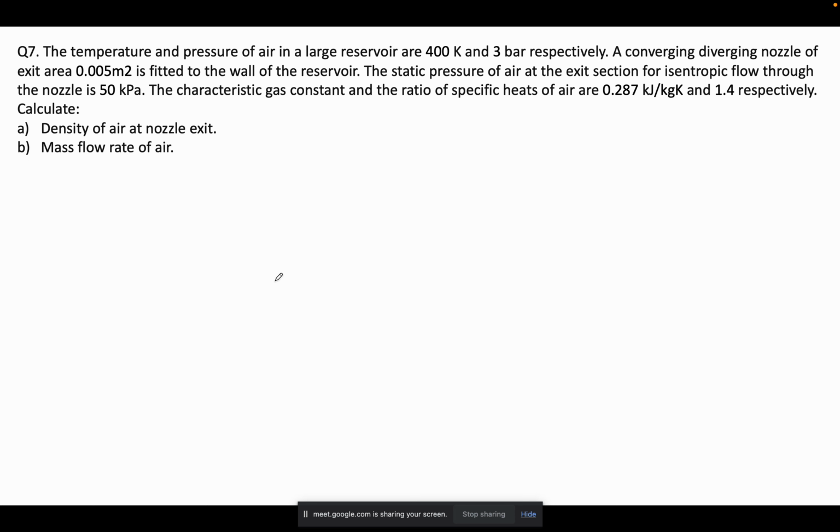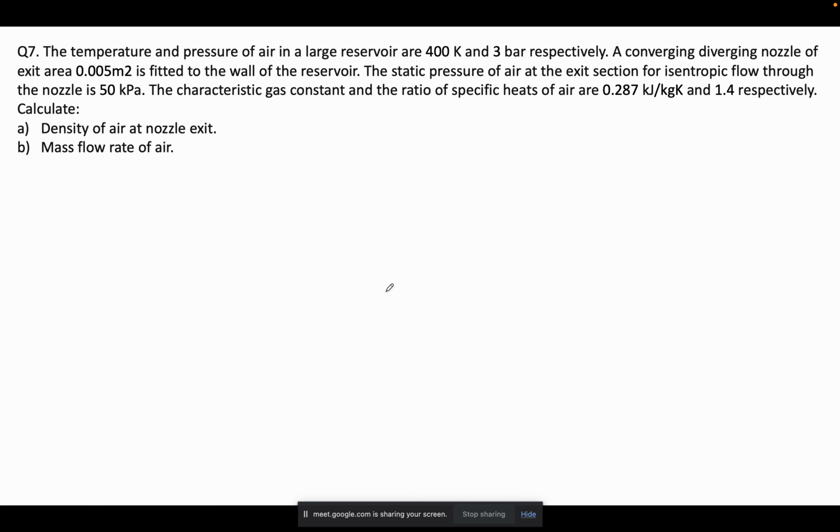Fine. Next, the temperature and pressure of air in a large reservoir are 400 Kelvin and 3 bar respectively. A converging diverging nozzle with an exit area of 0.005 meter square is fitted to the wall of the reservoir. The static pressure of air at the exit section for isentropic flow through the nozzle is 50 kilopascal. The characteristic gas constant and the ratio of the specific heats are given. Determine the density of the air at the nozzle exit and the mass flow rate of the air.